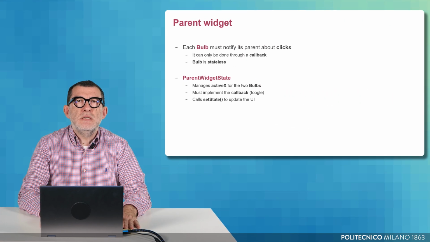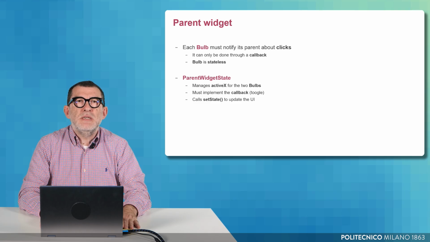After discussing and understanding the general architecture, it's now time to focus on how to implement the different concepts. As mentioned before, this is a stateful case where the two bulbs are stateless, and they are only supposed to notify the common parent when clicks happen. This is achieved through a reference to a callback method received from the parent when they are created.